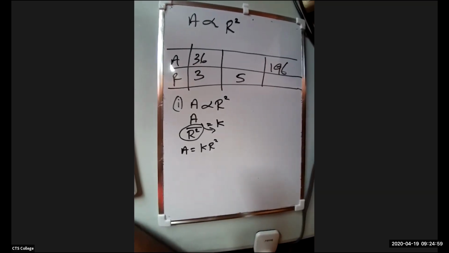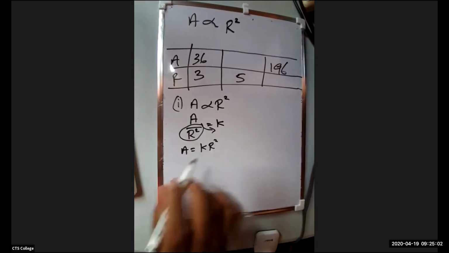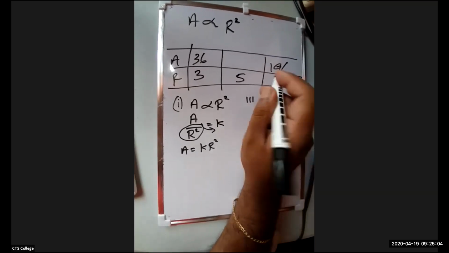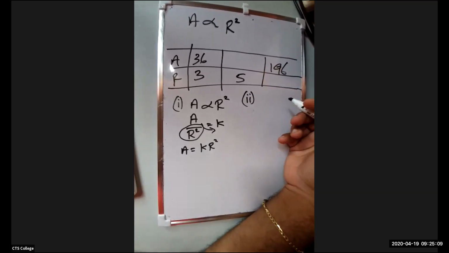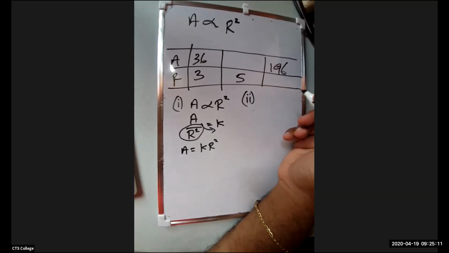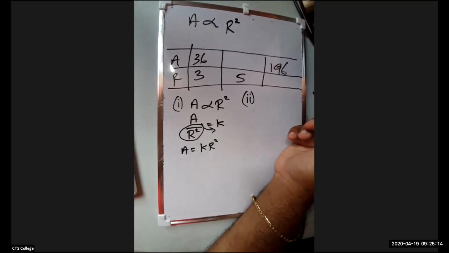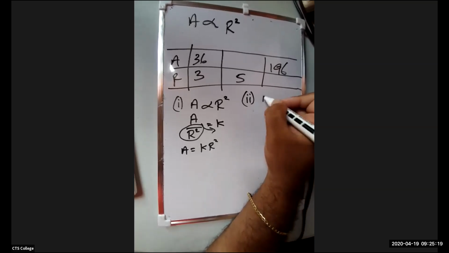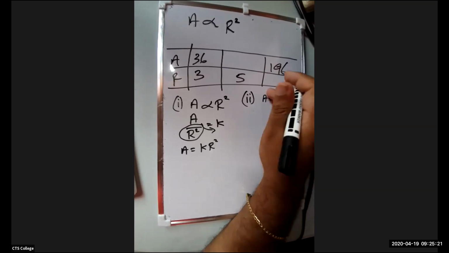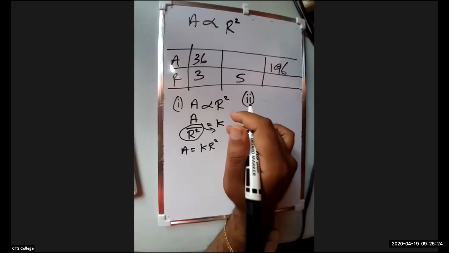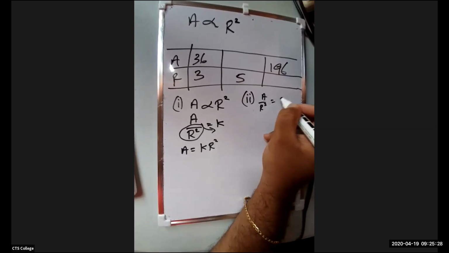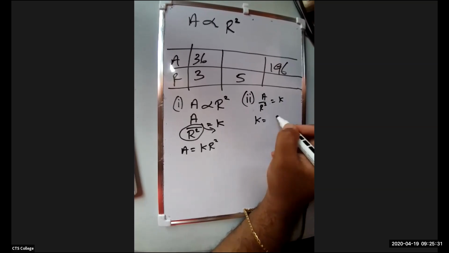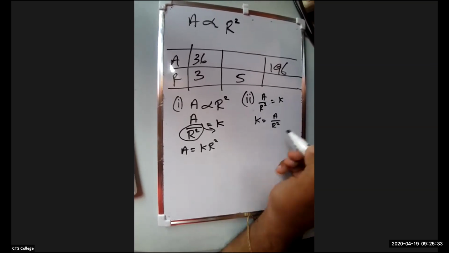Right. So we just found part 1. So part 2, we are asked to calculate the value of the constant K. In other words, we want to make K the subject of the formula. Look, we have it here: A over R squared is equal to K. So that means that K is equal to A over R squared, right?